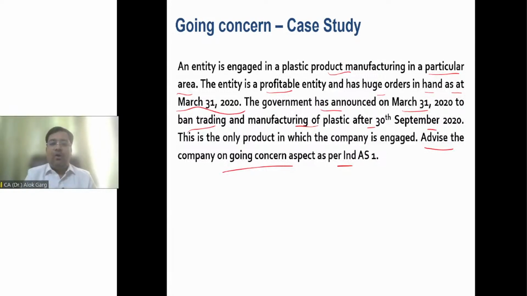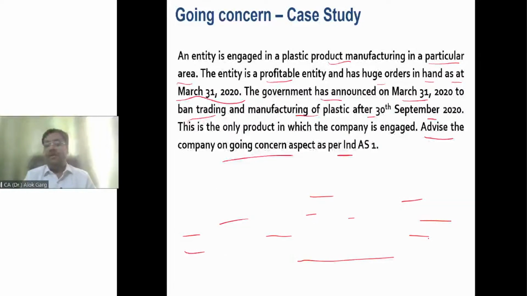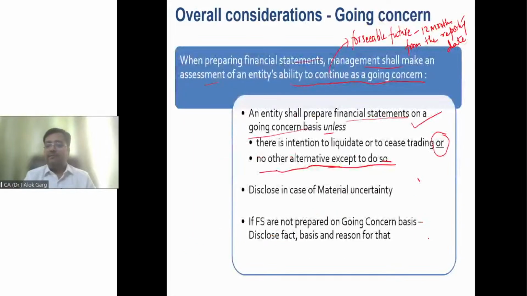So in this case, although neither has the company ceased trading, nor does management want to liquidate the entity, there is no alternative except to shut down the business because of the government announcement within 12 months from the reporting period, and hence there is an impact on going concern. Yeah. The standard says that in case of any material uncertainty, disclosure is required.